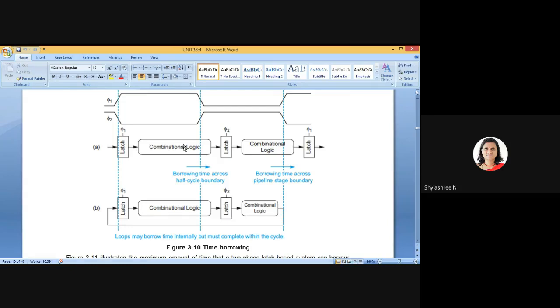If the data arrives late, the circuit produces the wrong results. If the data arrives too early, it is blocked until the clock edge and the remaining time goes unused. Are you getting it? What is the disadvantage of a flip-flop based method in case of time borrowing?